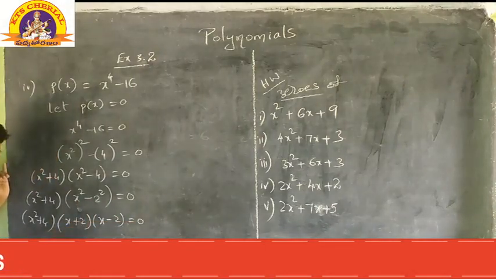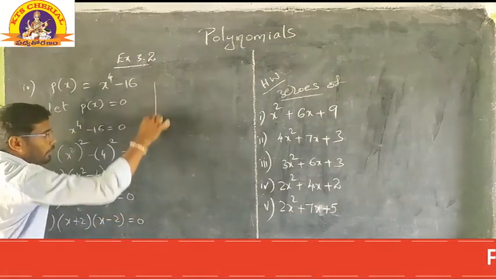Now observe properly: can you still use any identity? x square plus 4, you can't use any identity. x plus 2 is already in simplified form. x minus 2 is also in simplified form.